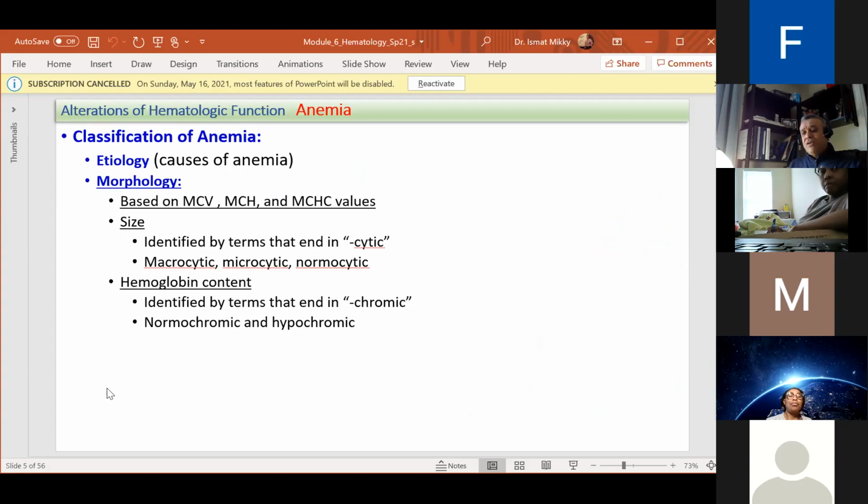Now, the classification of anemia, we classify it based on two things: the morphology. Let's just stick with the morphology, because morphology indicates two specific factors, which are size and hemoglobin content. So we also can add another layer of differentiation, which is the MCV, MCH, and MCHC.